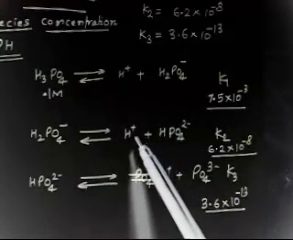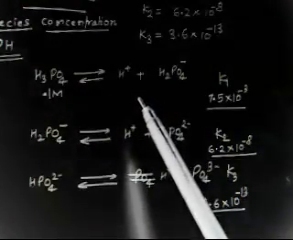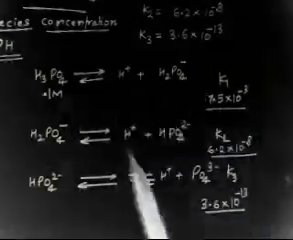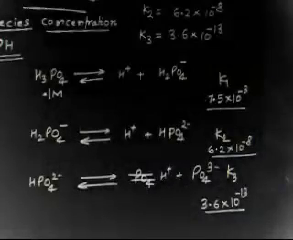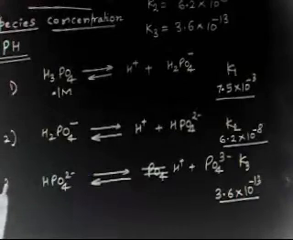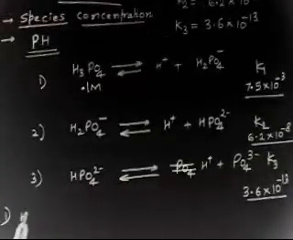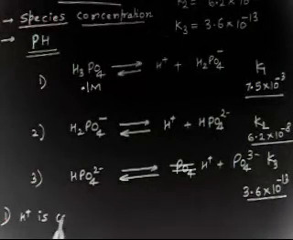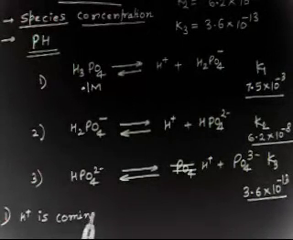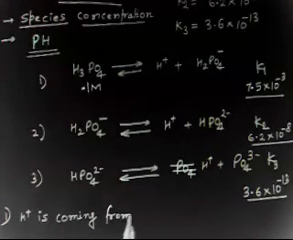So if I neglect the H plus coming from equation 2 and equation 3 with respect to equation 1, I can say H plus is coming only from equation 1. Let us call this equation 1, this equation 2, this equation 3. So now the first assumption I have is that H plus is coming only from the first dissociation.